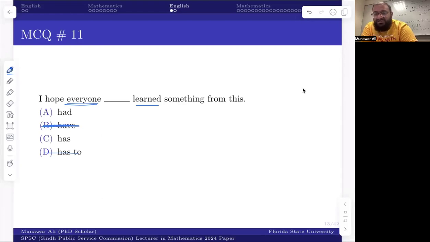One is "has," which is used in the present, and one is "had," which is used in the past. This sentence does not give any sense of past, so I think "has" makes sense here. "Had" does not make any sense because it is in the past. So: "I hope everyone has learned something from this." So this was question 11.